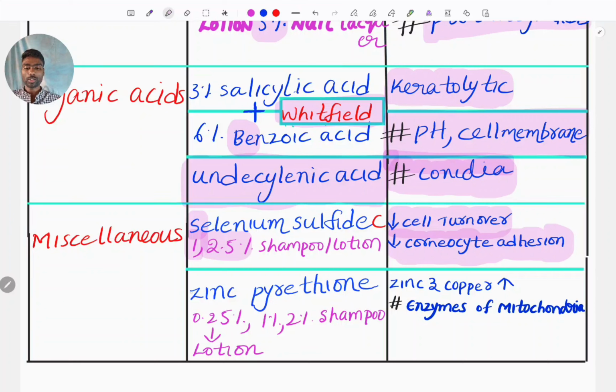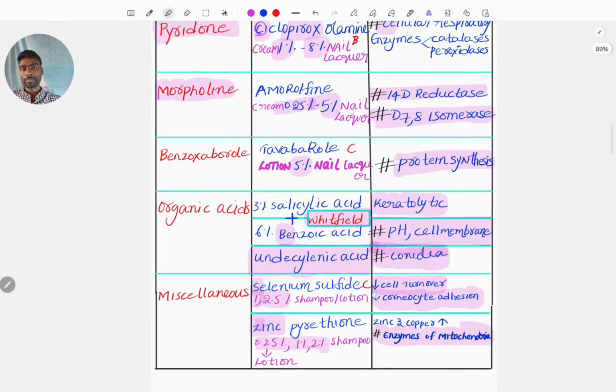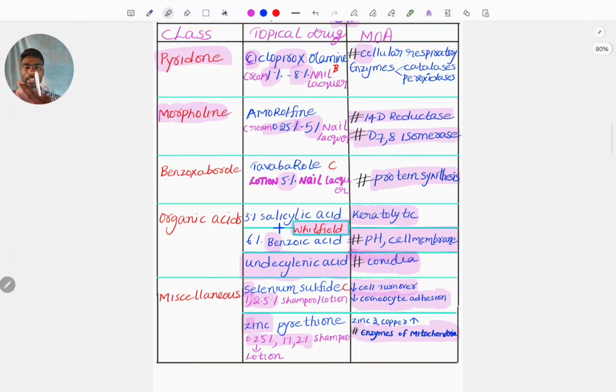Coming to zinc pyrithione. In the name itself it's there. It elevates the zinc and copper and inhibits enzymes of mitochondria. In which percentage and formulation is available? 0.25, 1 and 2% shampoos and 0.25% lotion. Now other topicals what we discussed: 3 nail lacquers, ciclopirox, amorolfine, tavaborole, CAT, 3 organic acids, salicylic, benzoic and undecylenic, 2 anti-dandruff shampoos, selenium sulfide and zinc pyrithione.